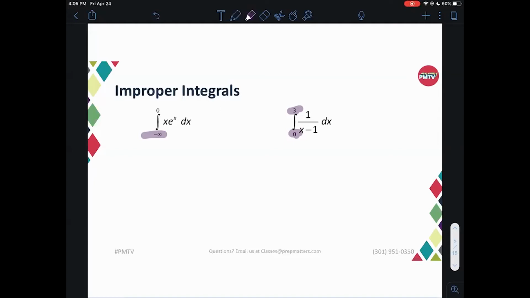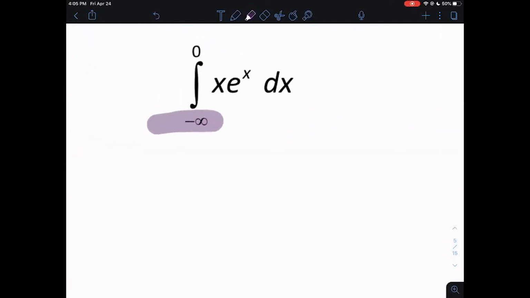So if we look at this first integral, we're being asked essentially to find the area under the curve of x times e to the x, but we have an infinite bound, which seems very misleading. It seems like there cannot possibly be a finite area with these infinite bounds. There can be. It is one of those fun tricks of calculus.